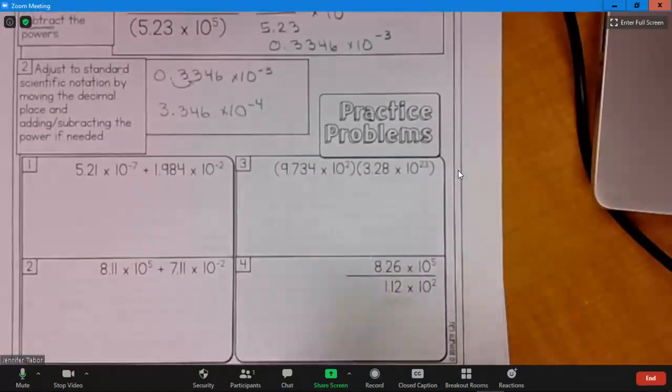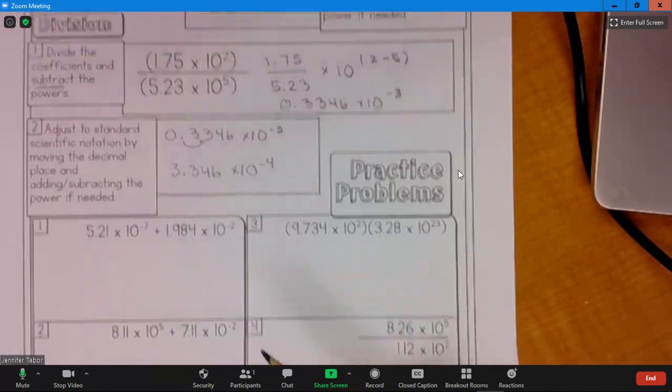Here's some practice problems for you to try if you want to try them before you take the mastery check so you're sure you know what you're doing. Okay? I'll have a separate video that'll show the answers to the practice problems.